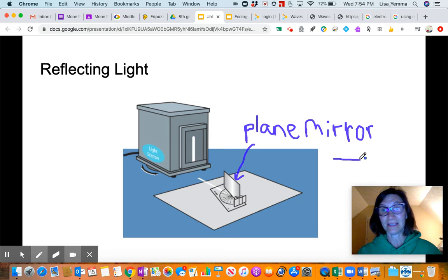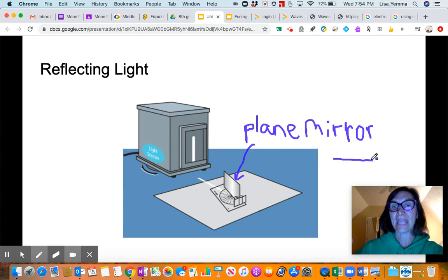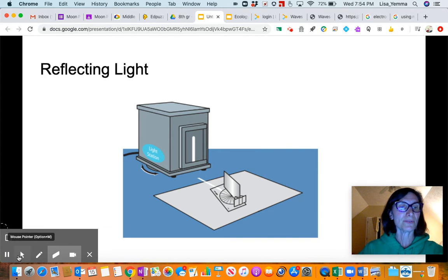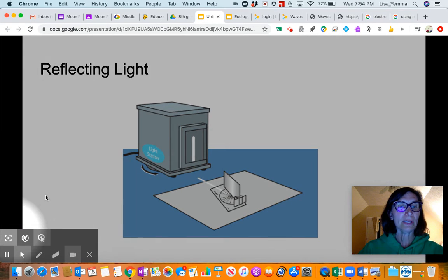Trying to draw a flat line. That's not real easy. So that is not a plane mirror. That is a bumpy, wiggly mirror. The mirror that I would have given you is plain, and you can see the little hooks, and then there's a little angle diagram on there for you to make some predictions.